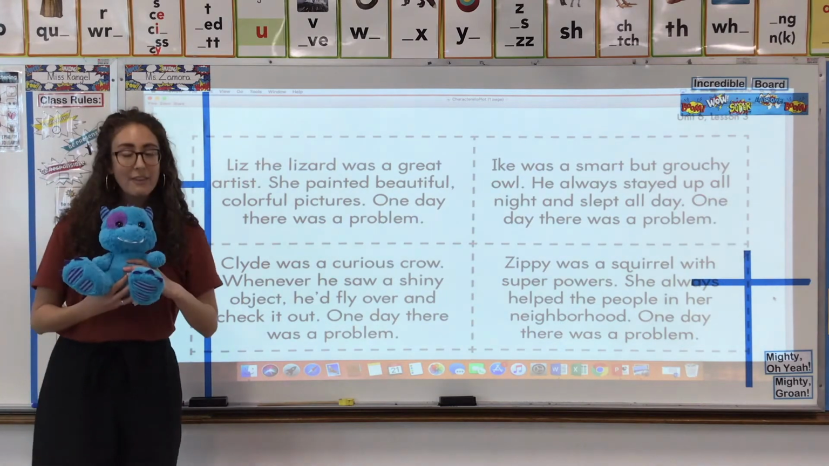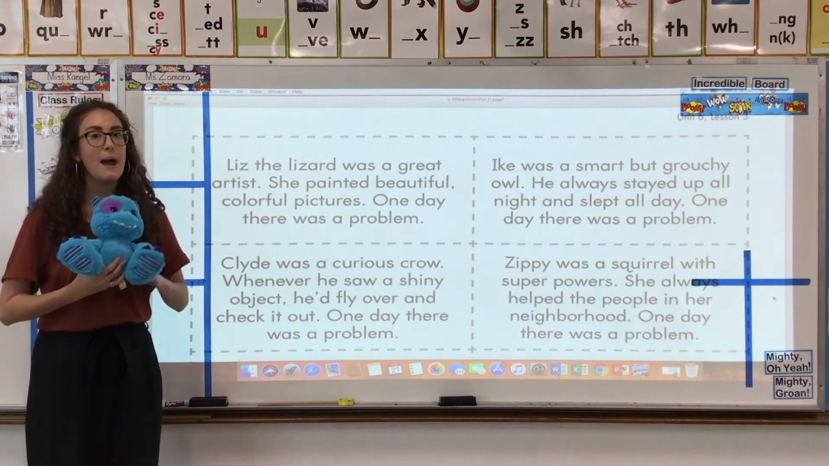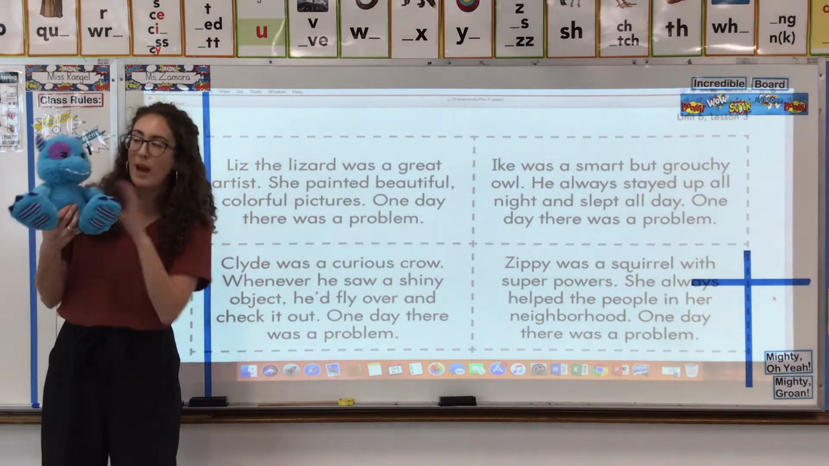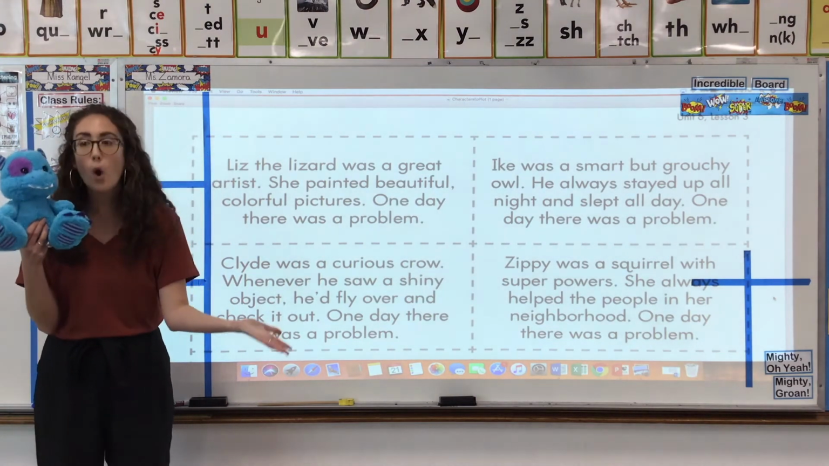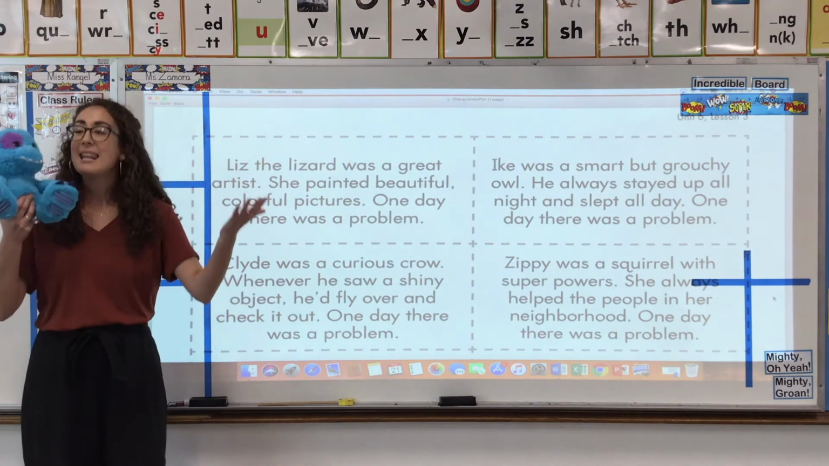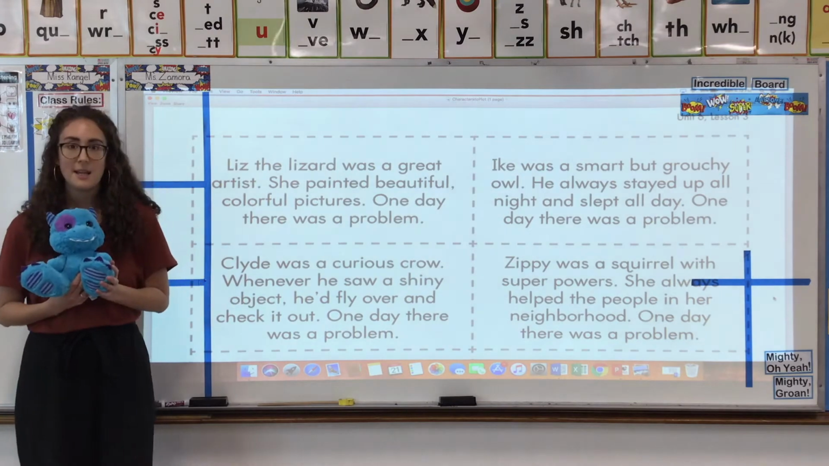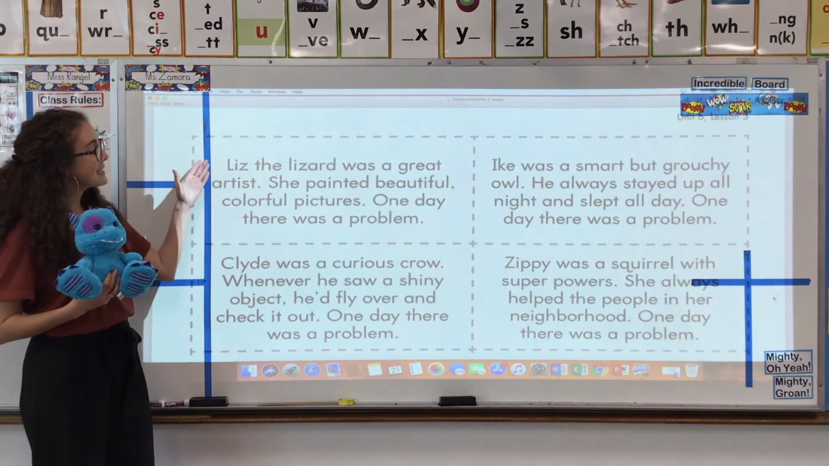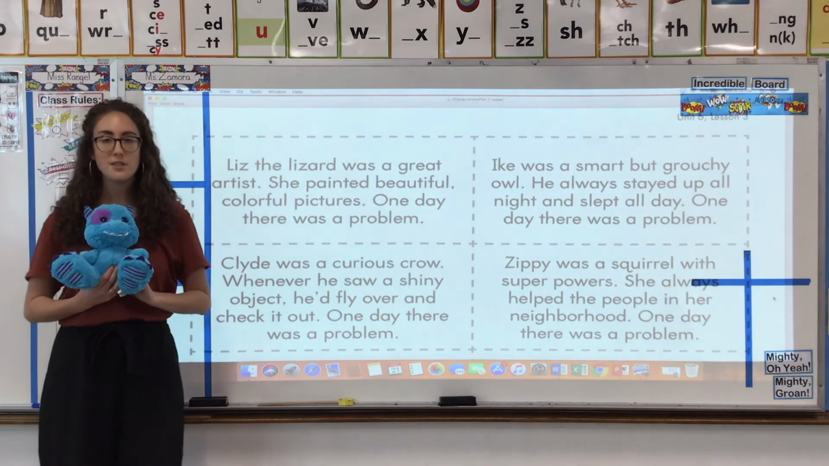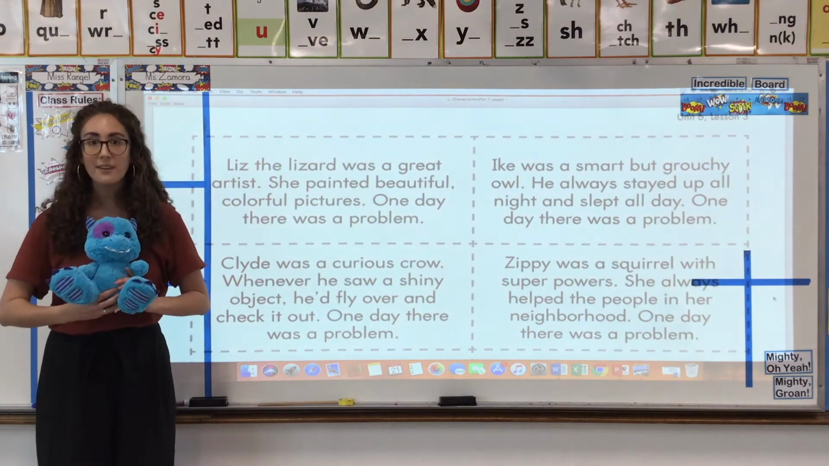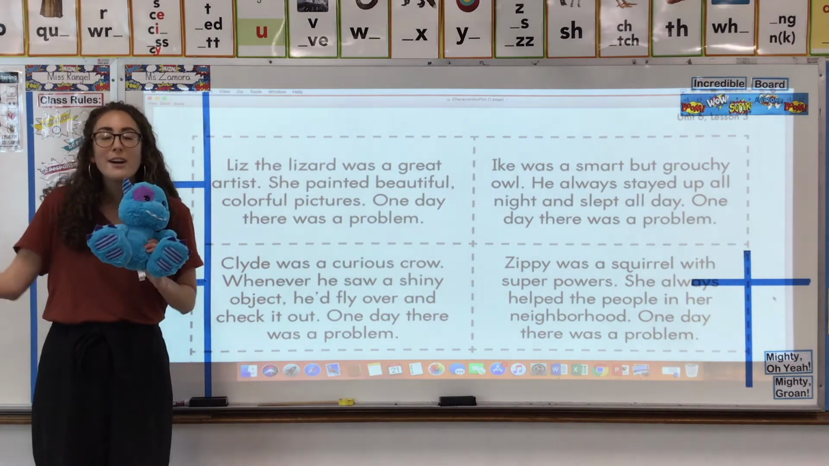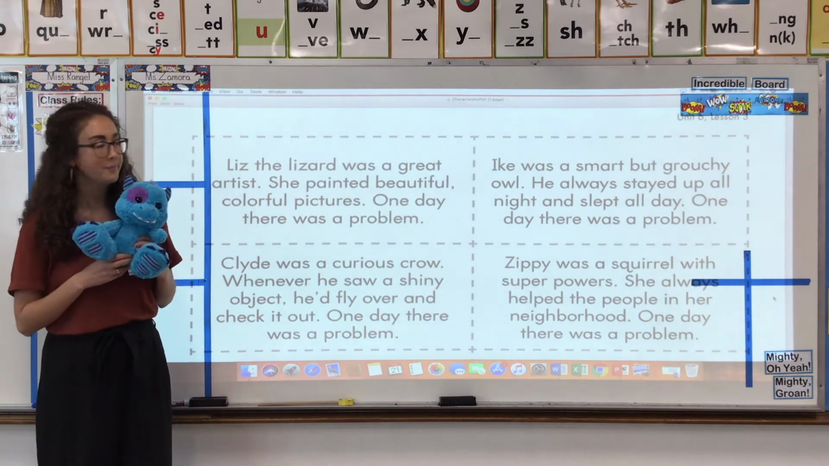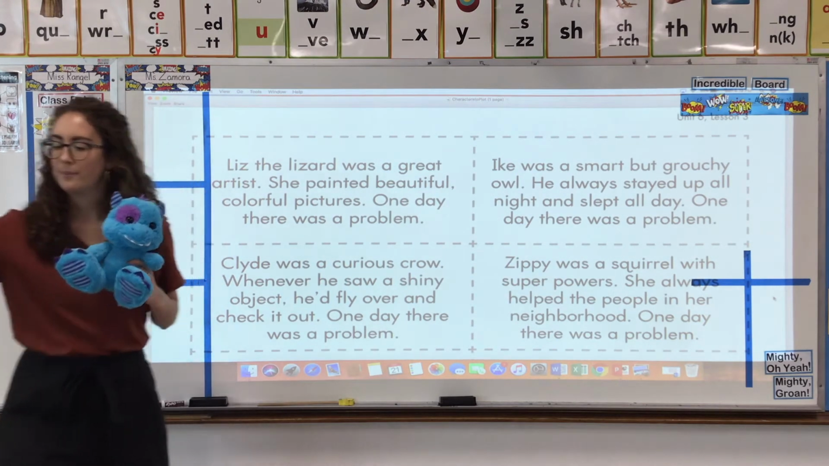Mr. Mo, I think a problem that Liz might face is that she ran out of paints. She has no more paint supply left, and that's a problem, and she has to fix it. So because Liz is an artist and she loves to paint, a problem she could face is she no longer has any supplies. That's just one problem.